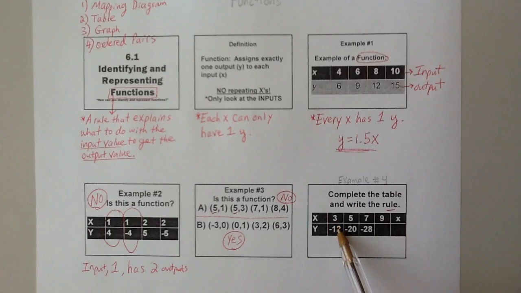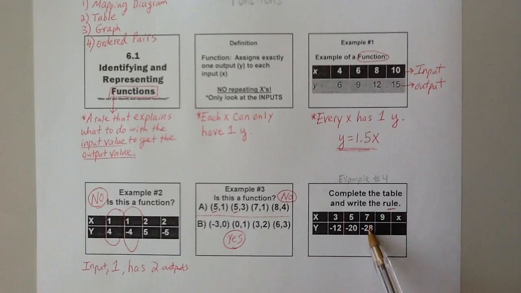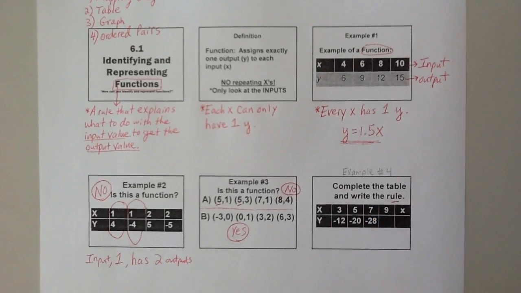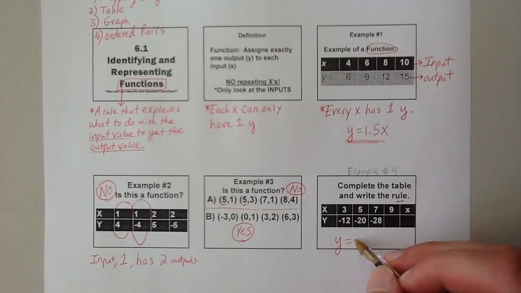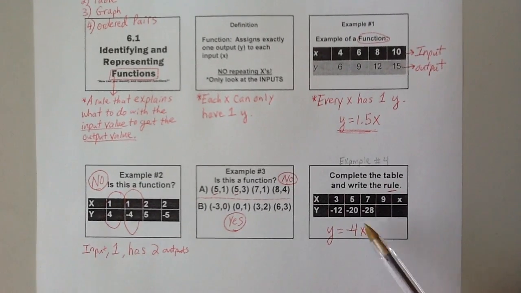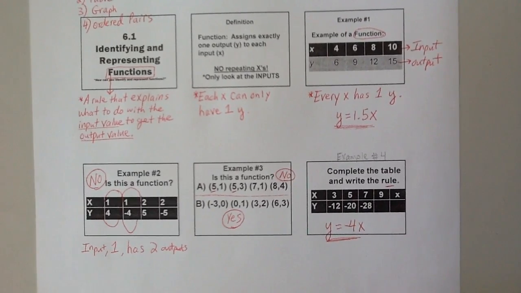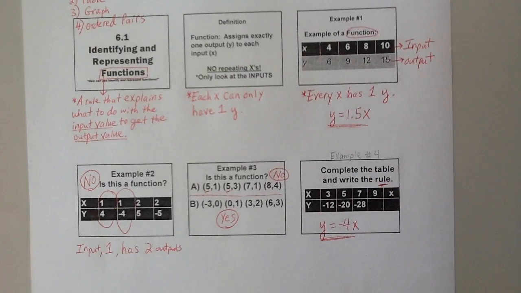3 times negative 4 is negative 12. 5 times negative 4 is negative 20. 7 times negative 4 is negative 28. So y is negative 4 times whatever x is, right? We take your x value, multiply it by negative 4, and you get y. So this rule right here, y equals negative 4x, is the rule to represent the function.